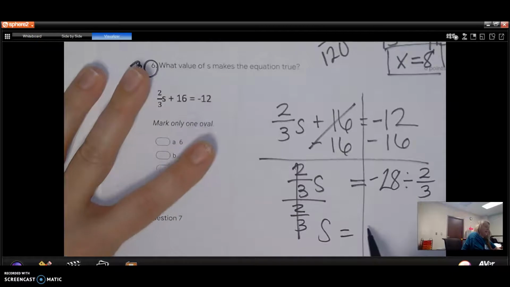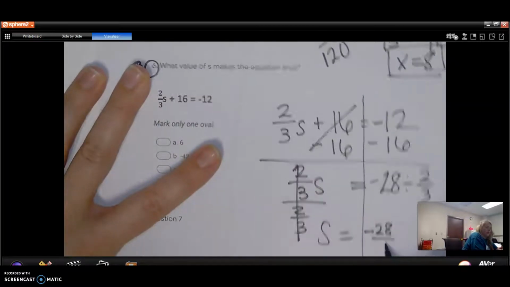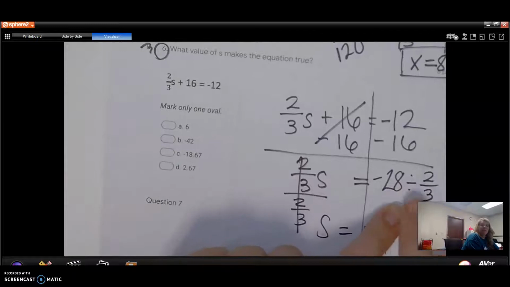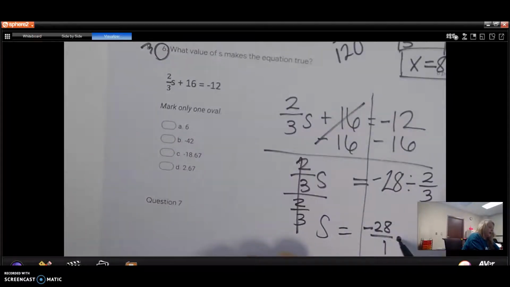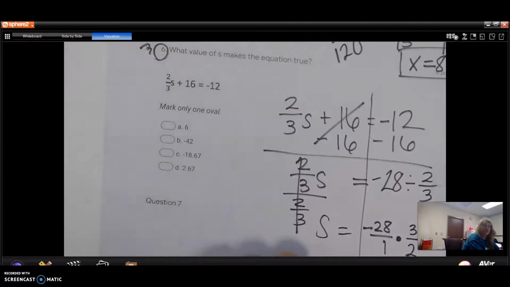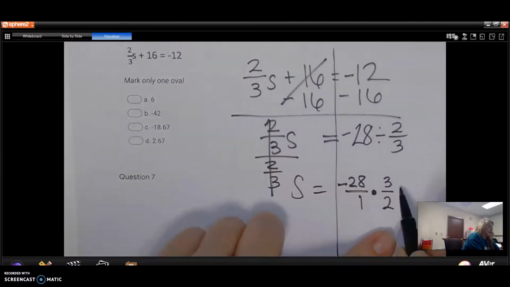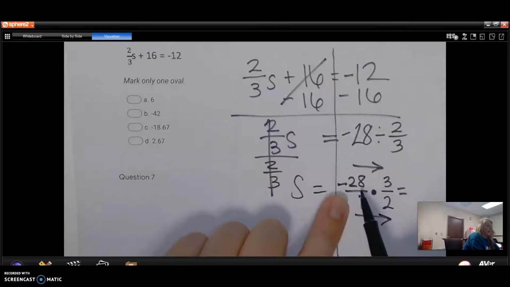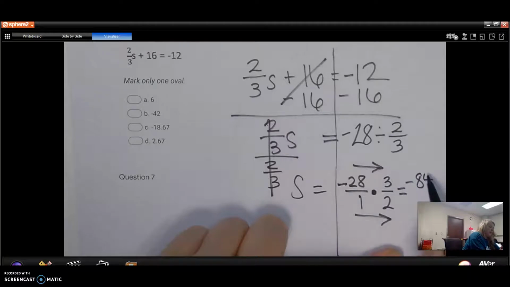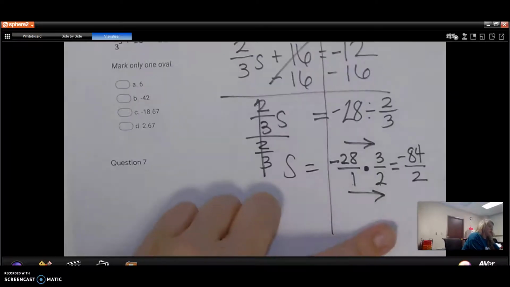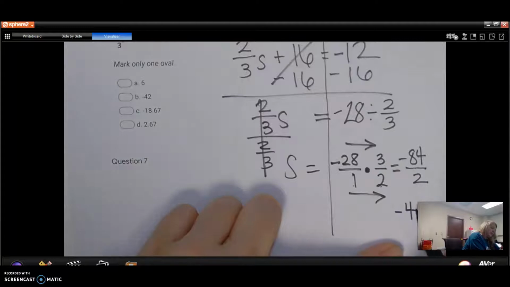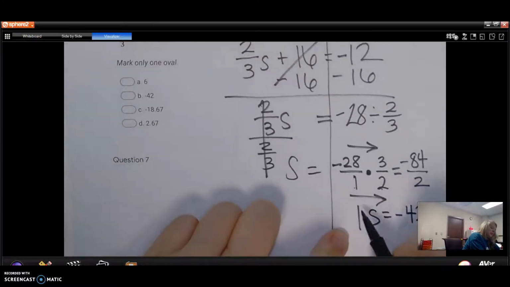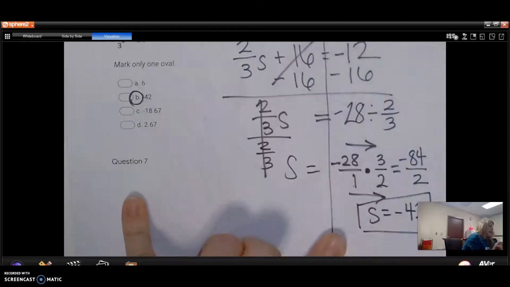I know that I can make any number a fraction by putting it over 1, so I'm going to put 28 over 1. And remember, when I divide fractions, I'm really multiplying by the reciprocal. And the reciprocal of 2/3 is 3/2. Then I can multiply this way and multiply this way. 28 times 3 is negative 84, and 1 times 2 is 2. And so then I have an improper fraction that I need to simplify. So my answer should be a negative 42. s is equal to a negative 42, which is B.